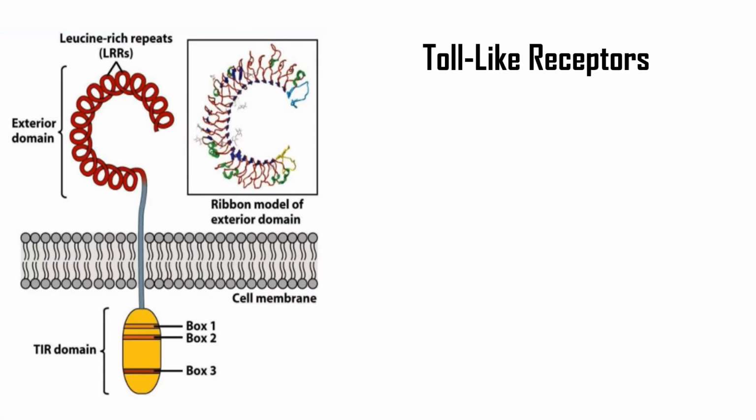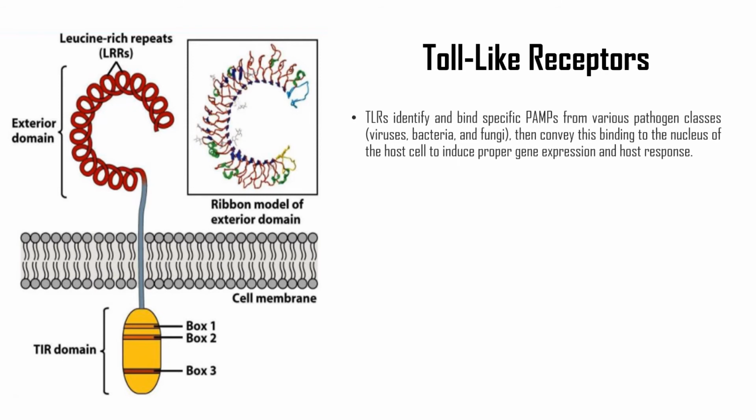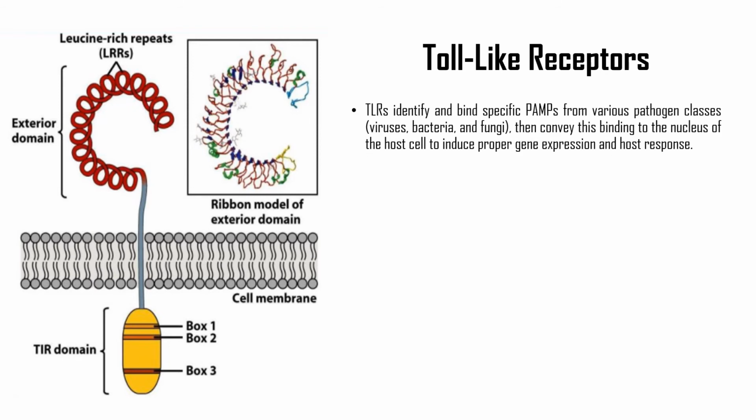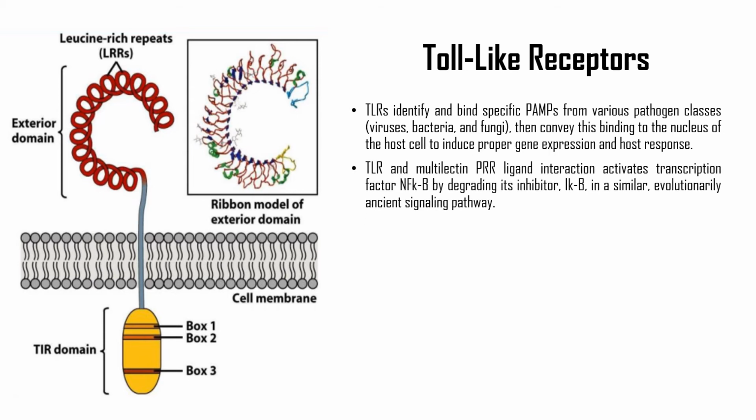Next we have toll-like receptors. Toll-like receptors, or TLRs, identify and bind specific PAMs from various pathogen classes, for example viruses, bacteria and fungi. They convey this binding to the nucleus of the host cell to induce proper gene expression and host response.